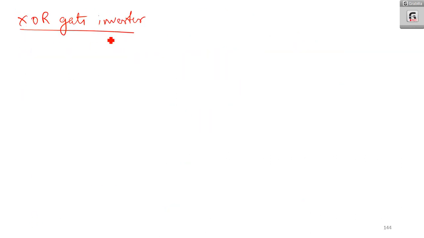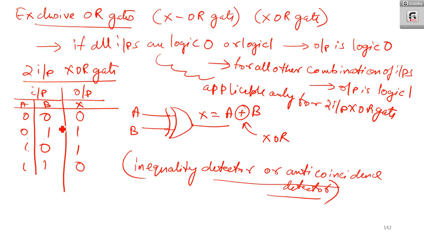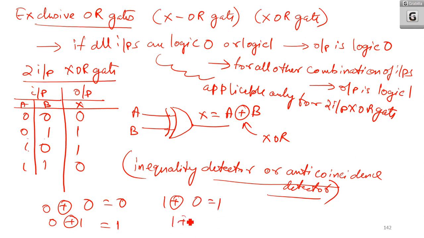Now, can you use this XOR gate as an inverter? See, while discussing the gray code, I have already explained the XOR forms. From this 2-input XOR gate, it is clear that 0 XOR 0 is 0, 0 XOR 1 is 1, 1 XOR 0 is 1, and 1 XOR 1 is 0. So how to make this an inverter?